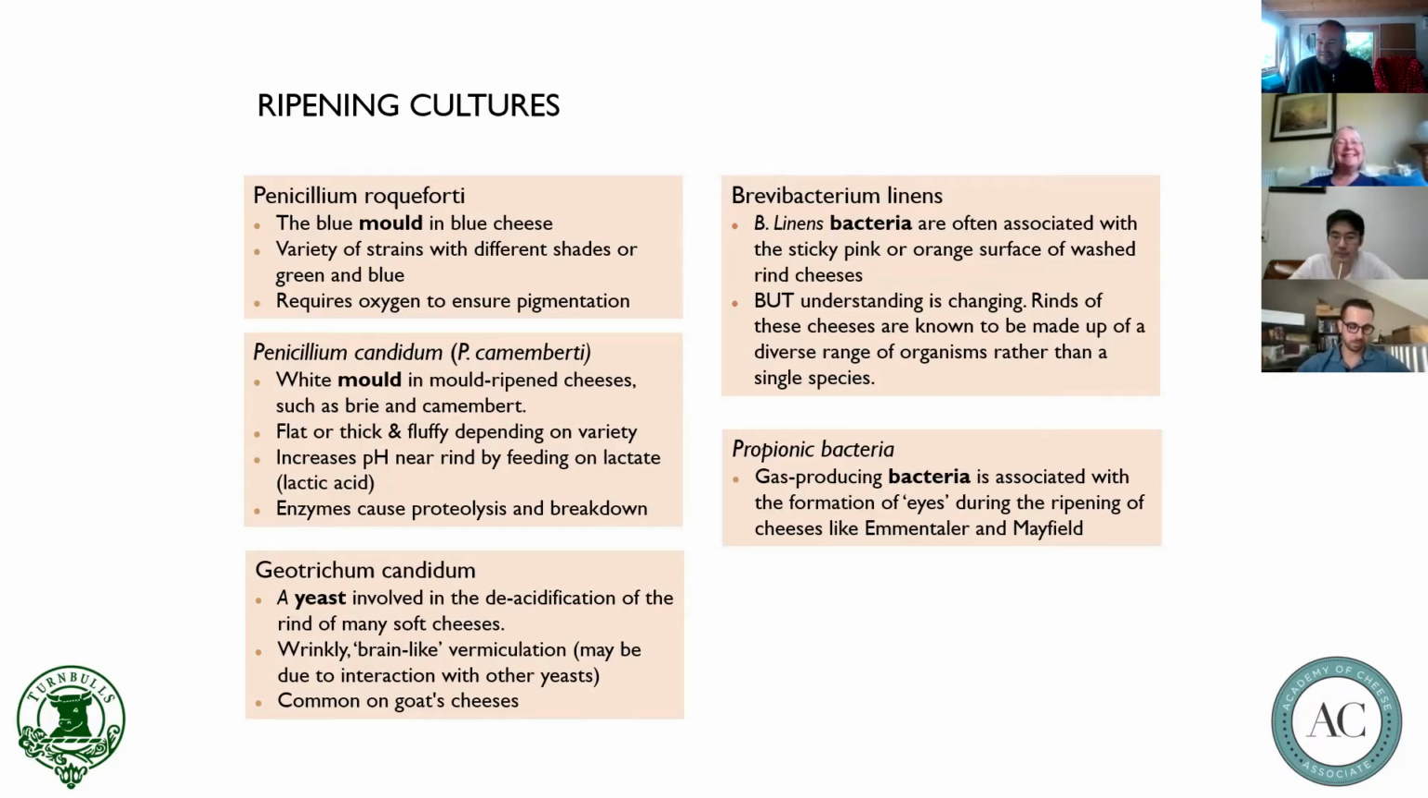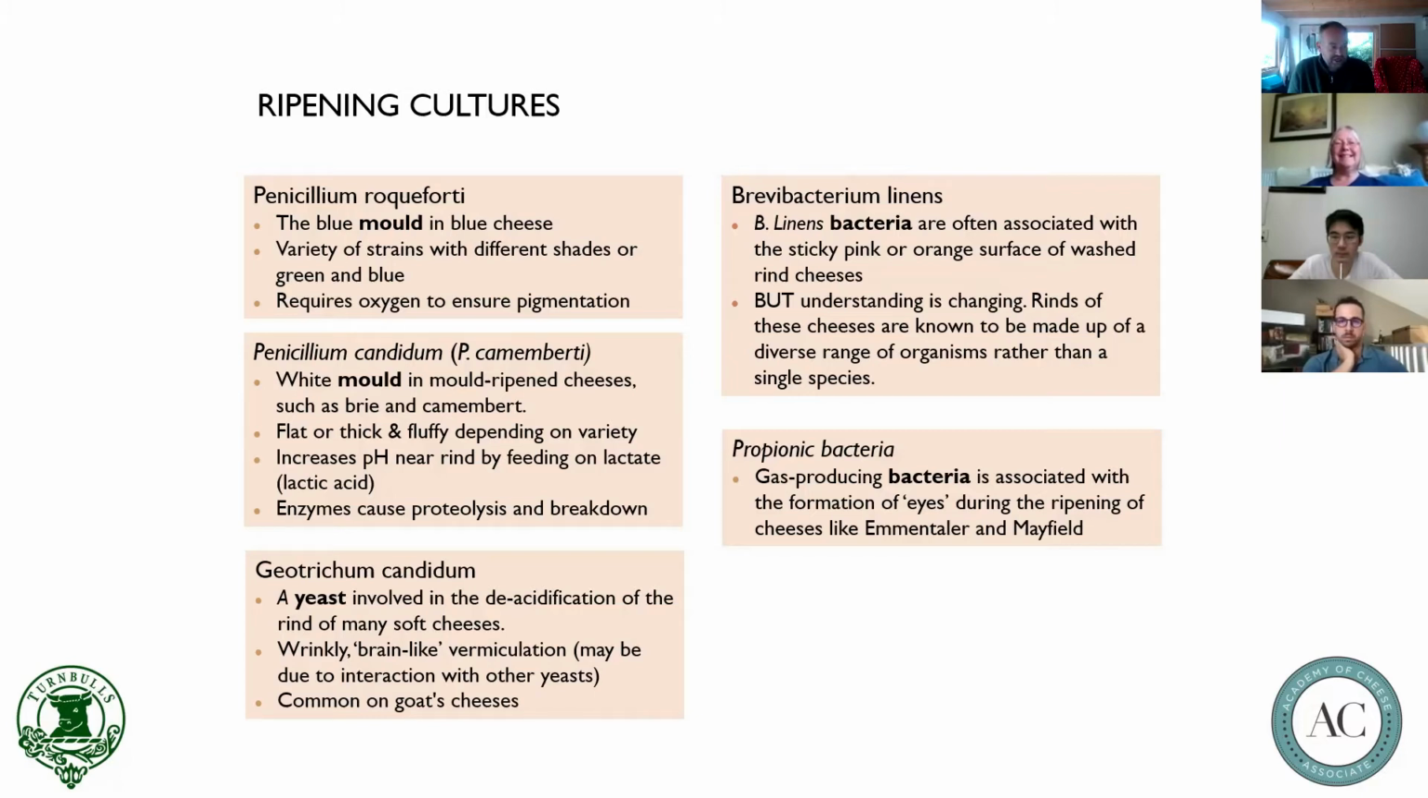Going to the Brevibacterium linens, it says here, and correctly so, understanding is changing. Rinds of these cheeses are known to be made up of a diverse range of organisms rather than a single species. To the point, there is actually a cheese called Gubbeen. Claire might be aware of it. Yeah. Up on the coast of Ireland.